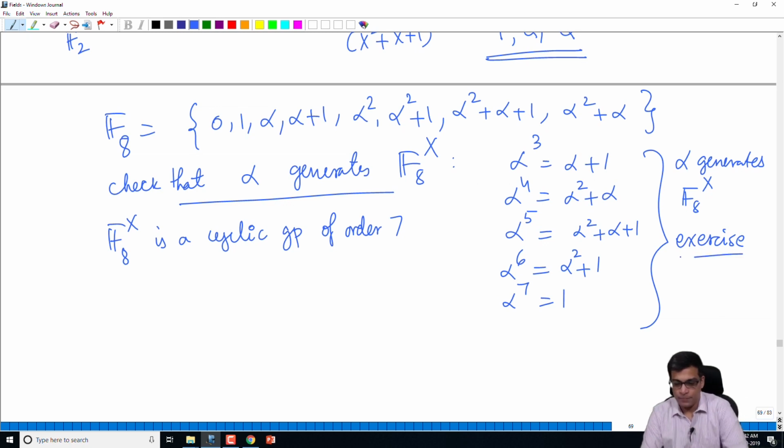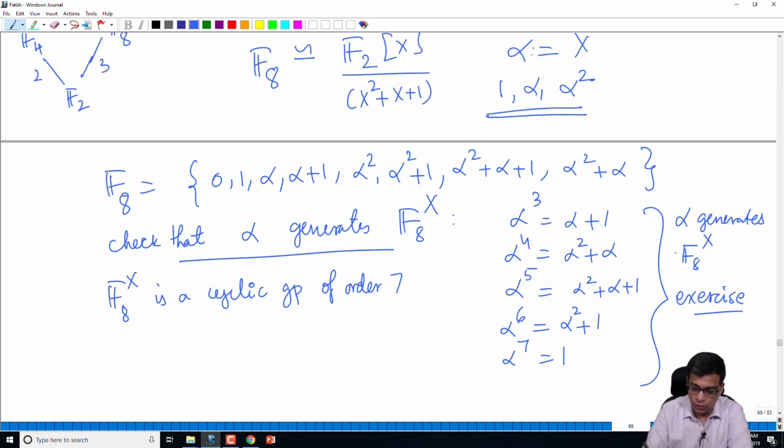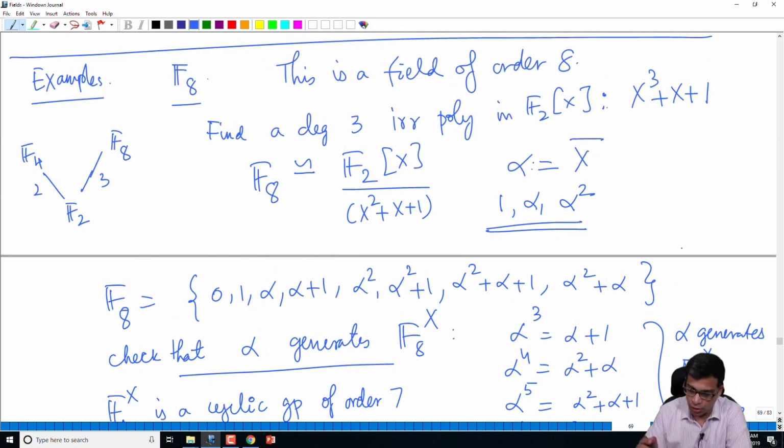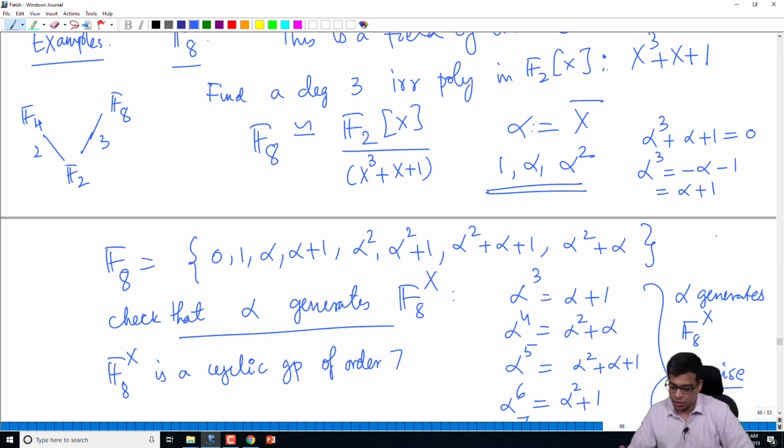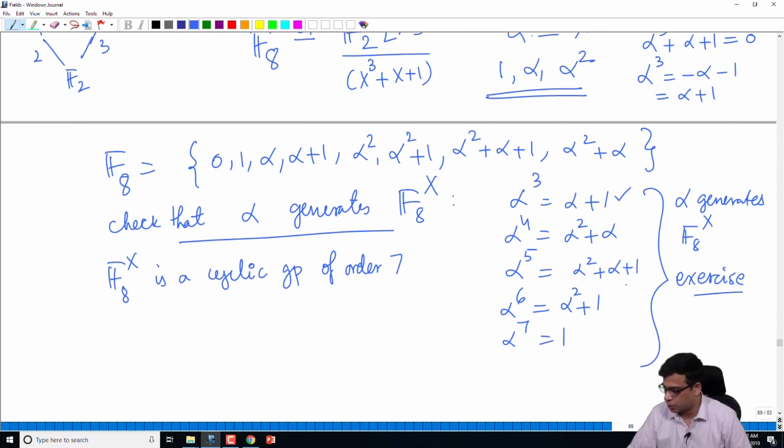This is easy, right? We know that, something is wrong here. It's not x squared, but I put x cubed. So we know that alpha cubed plus alpha plus 1 is 0. That means alpha cubed is minus alpha minus 1. That means it is actually equal to alpha plus 1, because minus alpha is alpha, minus 1 is 1. So using that reduction, you can write down all other things. So it is a cyclic group of order 7.